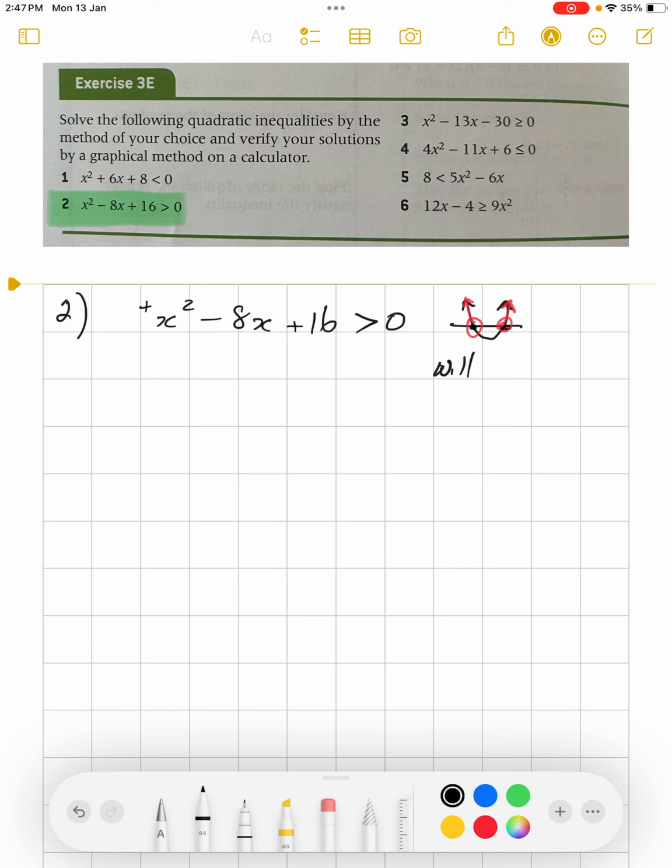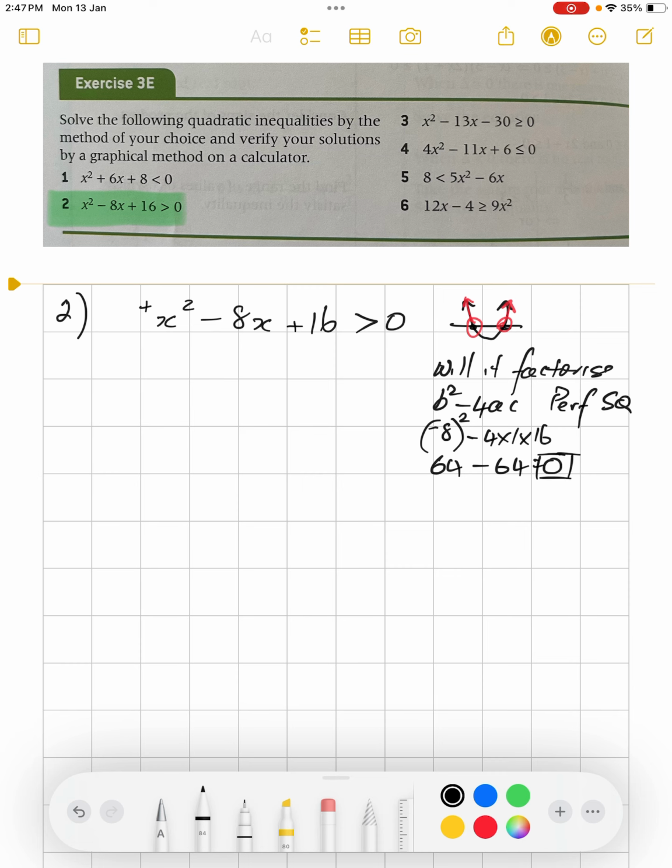So I'll just say, will it factorize? And that depends on whether b squared minus 4ac is a perfect square. So a quick test, negative 8 squared minus 4 times 1 times 16. 64 minus 64 equals 0. Well, that's considered to be 0 times 0. And so it will factorize.